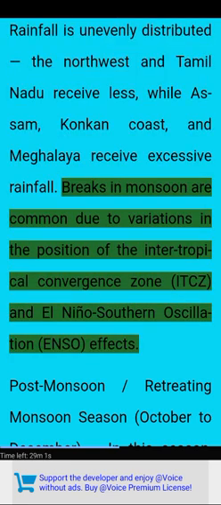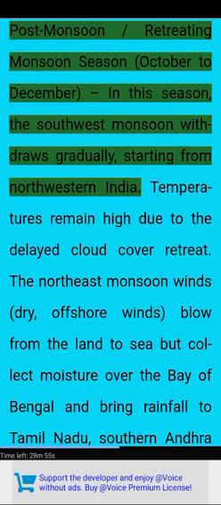Breaks in monsoon are common due to variations in the position of the Intertropical Convergence Zone (ITCZ) and El Niño Southern Oscillation (ENSO) effects. Post-monsoon, retreating monsoon season, October to December.